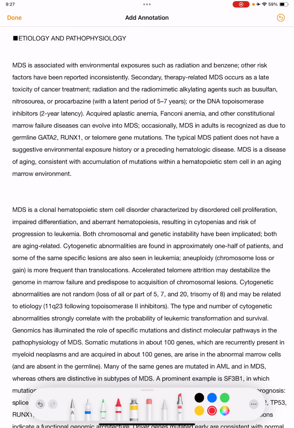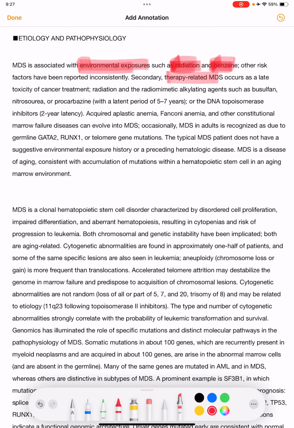So what is the etiology and pathophysiology? MDS is associated with environmental exposures. In the environment, radiation and benzene play a role. Other risk factors are reported inconsistently. So radiation and benzene have to be remembered. And secondary, that is therapy related MDS: the patient has taken cancer treatment and later has developed MDS.